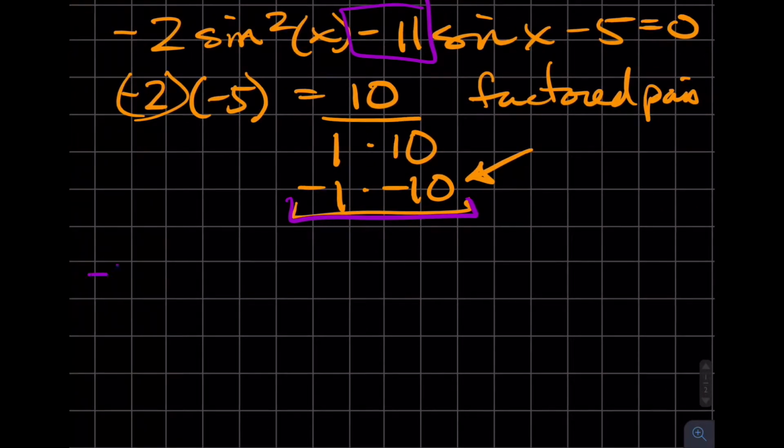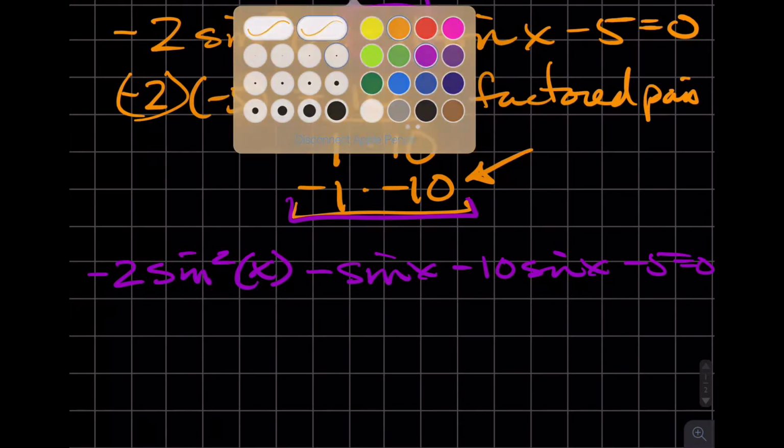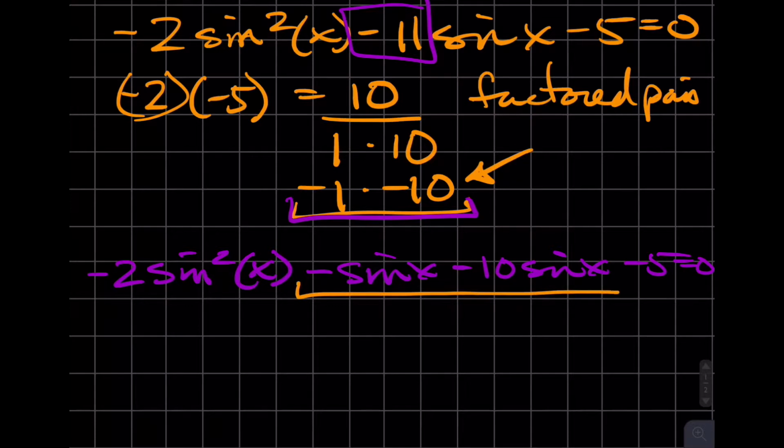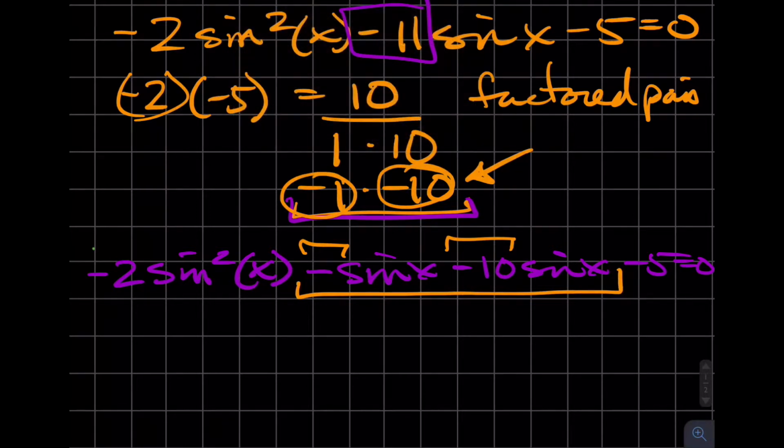And so I end up with negative 2 sine squared x minus sine x minus 10 sine x minus 5 equals 0. Again, this tells me how to split the middle term. Notice the negative 10 here and the negative 1 here. Then I'm going to group these first two terms and group the second two terms.